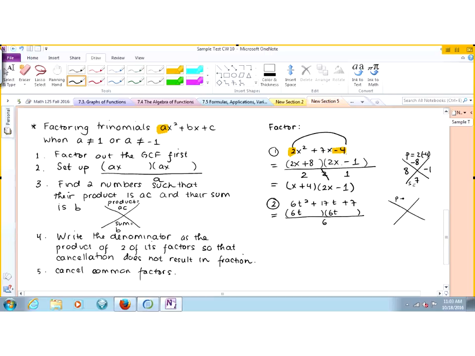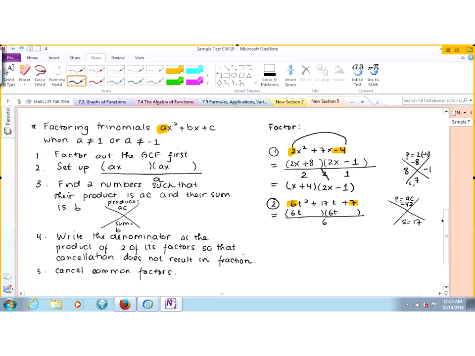Now, I need to find the two numbers. So the product should equal, be careful, what is the product equal to? AC. No, not 7. AC. So what's that? 42, yes. So remember, it's AC. AC method. What about the sum?